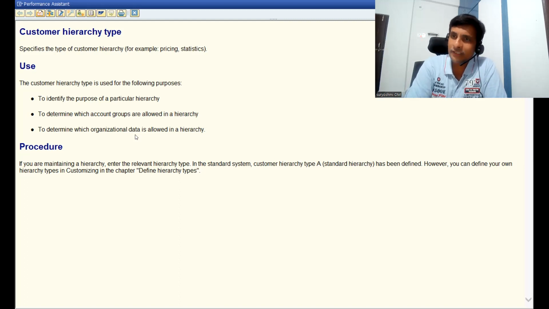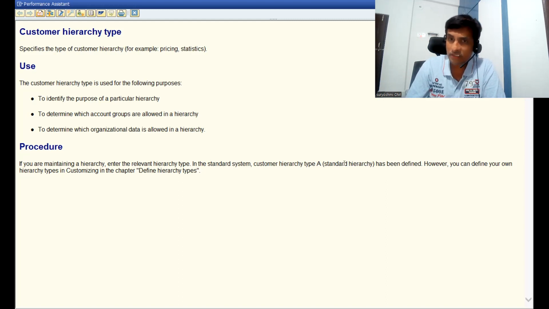So why is the connection point a node? Why are we connecting? To make them in a structural format to represent in SAP, so that you can pull your reports either in BW or in an ALV report and give them to your customer. And the second is for your pricing. If you maintain the hierarchy, enter the relevant hierarchy type. That's what it's saying in the standard system.